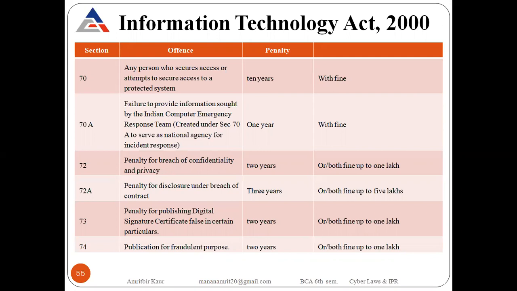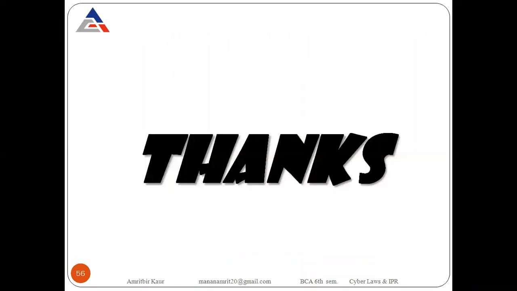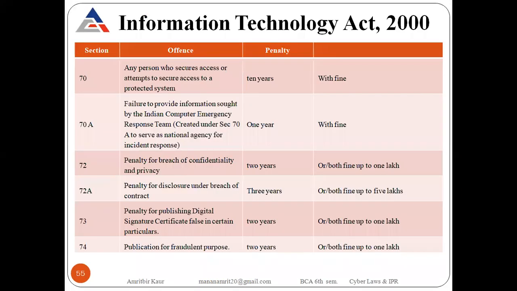Section number 73, penalty for publishing a digital signature certificate false in certain particulars. Then the penalty is imprisonment of 2 years or fine up to 1 lakh or both. Then section number 74, publication for fraudulent purpose. Then the penalty is imprisonment of 2 years or fine up to 1 lakh or both. So this is all about the Information Technology Act 2000.